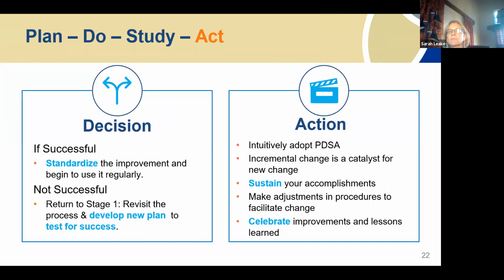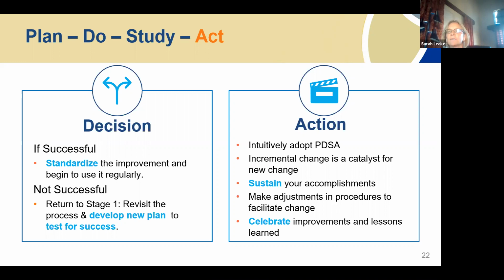And then after some time, you can return to stage 1 of your plan, do, study, act, and re-examine a new change and see if that change will add upon the one that you've already done, or if you can expand that change into a bigger area of your facility or your organization.